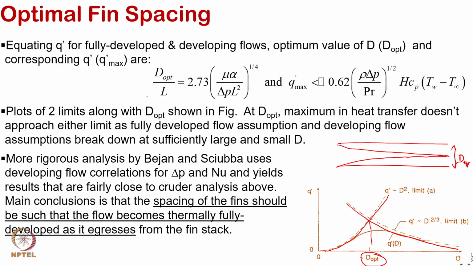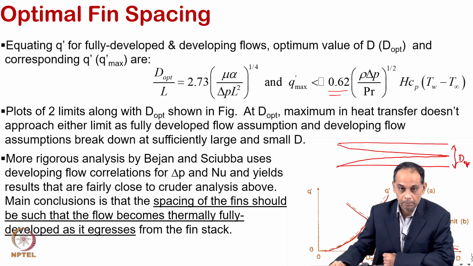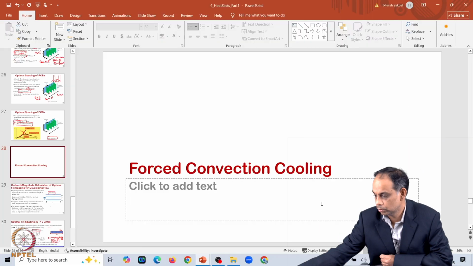So that's what we get. Once you know the two limits, essentially you equate the q prime where they cross over, then you get d optimum. Take the d optimum, plug it in any of these q equations, and you get q maximum. That's the maximum you can achieve. And with these two limits, you can do more rigorous analysis, numerical work and experiments, and you get roughly the same order of magnitude solution for fin spacing. With that we conclude the part on heat sinks based on parallel plates. Now we move on to the next.